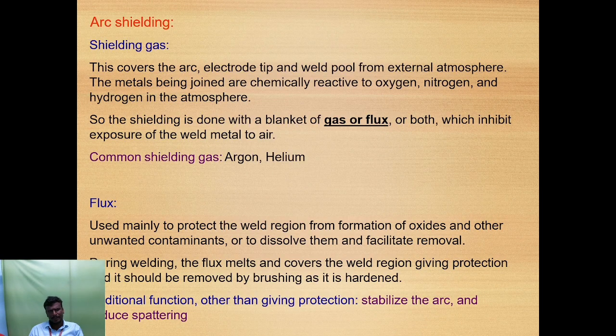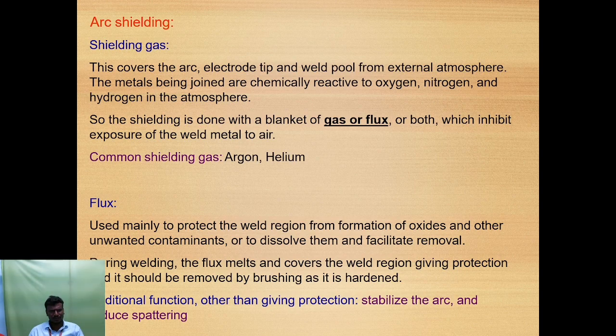In arc welding, shielding covers the arc, the electrode tip and the weld pool from the external atmosphere. The metals being joined are chemically reactive to the oxygen, nitrogen and hydrogen in the atmosphere. So the shielding is done with a blanket of gas, flux or both, which prevents the exposure of the weld metal to the air. Common shielding gases are argon and helium.